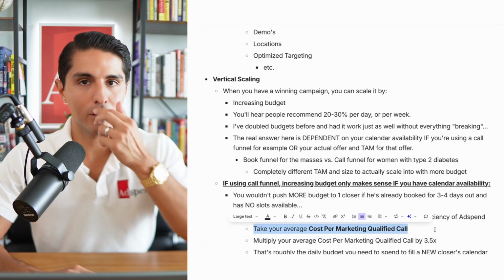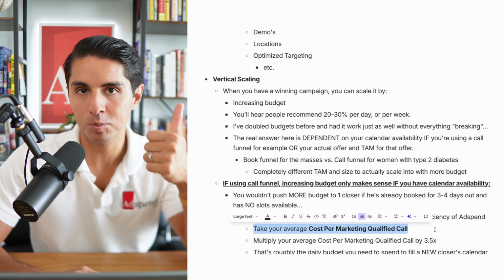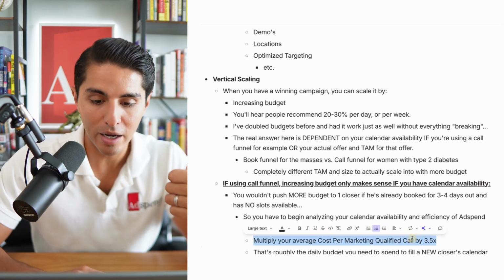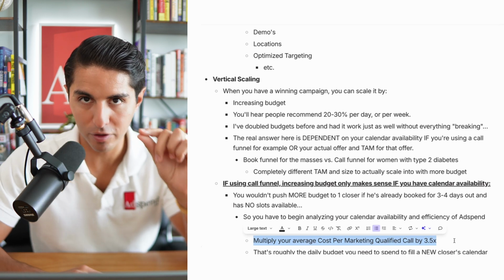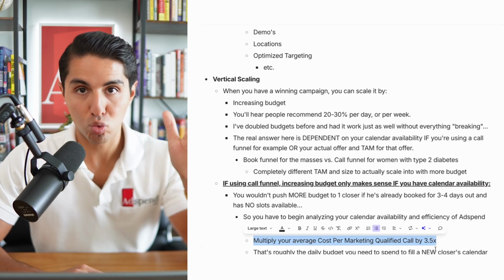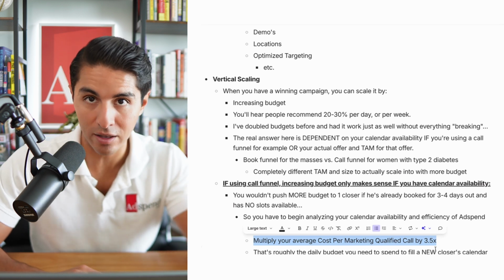To analyze the calendar availability and to know how much more you should actually spend on ads, you want to take your average cost per marketing qualified call. Then you want to multiply your average cost per marketing qualified call by about 3 to 3.5x. Okay, this is a good rule of thumb, 3.5x. Now, that's roughly the daily budget you need to spend to fill a new closer's calendar, roughly.